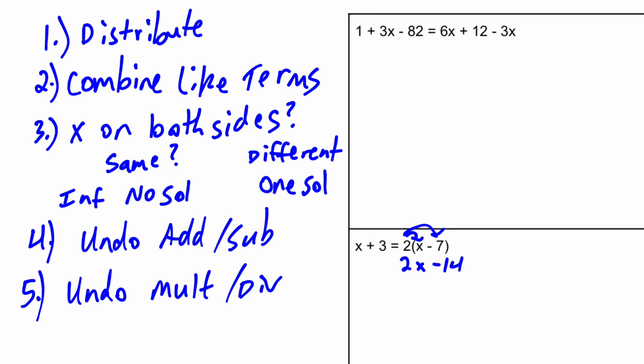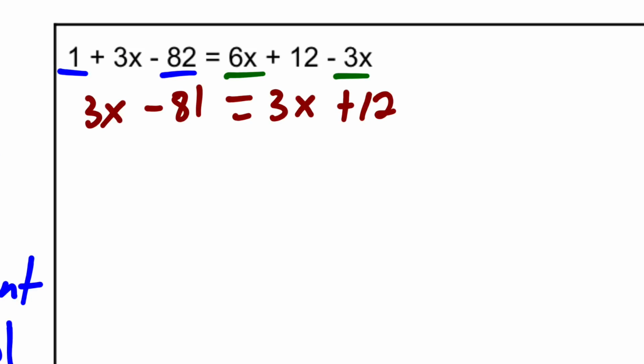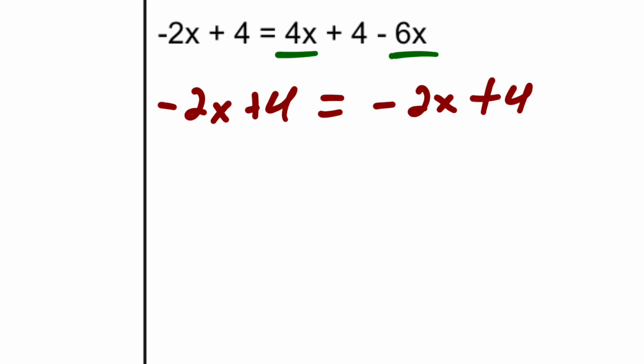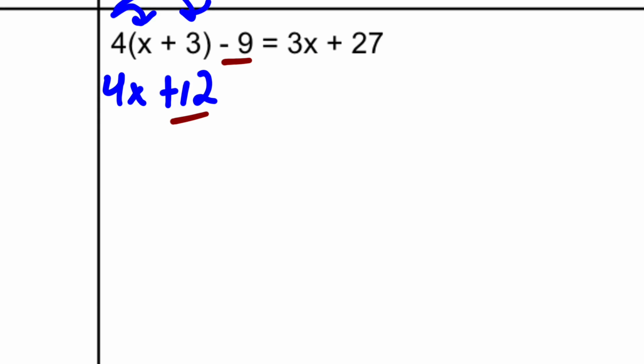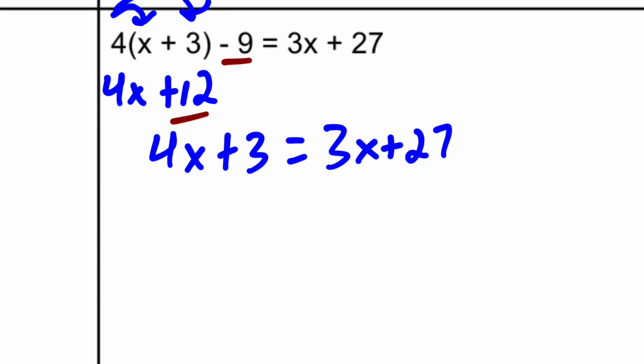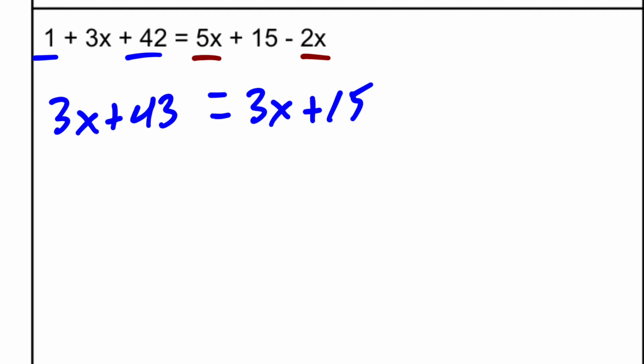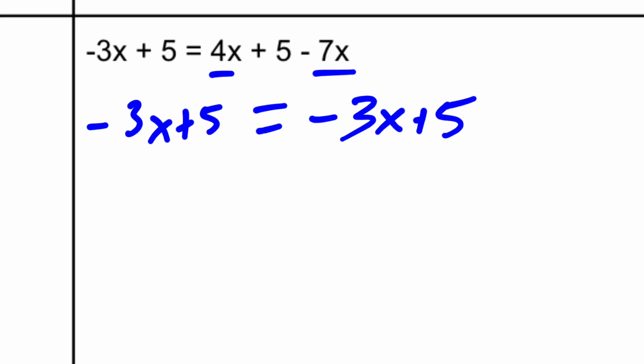Next, we combine like terms. The numbers on the left are combined, the x terms on the right are combined. Here we combine the x terms on the right. There are no like terms to combine here. The 12 and the minus 9 simplify like this. The 42 and the 1 give us 43. The 5x minus 2x gives us 3x. And the 4x and the minus 7x combine to give us negative 3x.